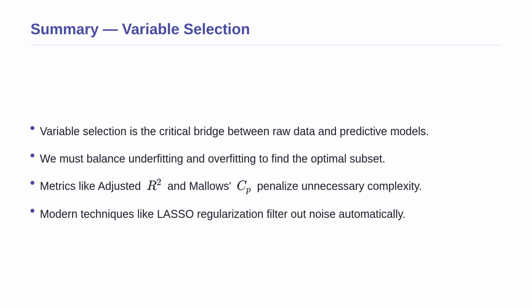We have covered a lot of ground today, so let us review our key takeaways. First, variable selection is the critical bridge between collecting raw data and building a useful predictive model. We must balance underfitting and overfitting. Second, we cannot rely on standard metrics. We must use penalized scores like adjusted R squared and Mallow CP to fairly evaluate models. Finally, modern techniques like lasso regularization allow us to filter out the noise automatically. You now understand how to ensure your final model is simple enough to understand but powerful enough to make accurate real-world predictions.